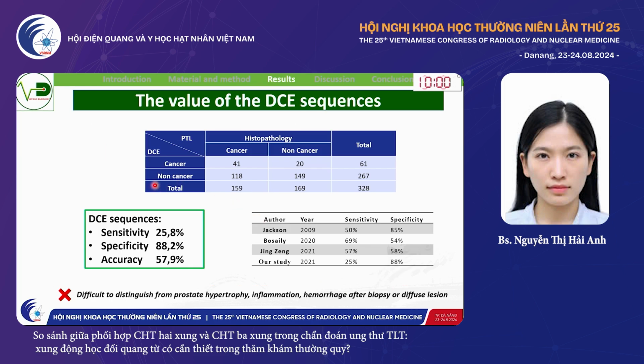When we evaluate the value of DCE, we found that DCE had a really low sensitivity. This low sensitivity is mainly due to the difficulty of distinguishing cancer from other common conditions like prostate hypertrophy or inflammation, especially when the lesion is diffuse.